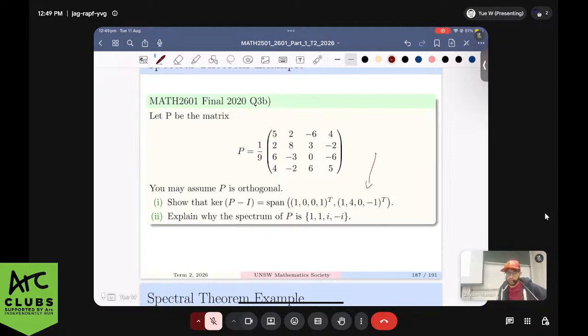Okay, so they've shown that the kernel of P minus I is what is this? This shows that 1 is an eigenvalue, right? Okay, so 1 is an eigenvalue. And it also has geometric multiplicity 2. Notice how the kernel of P minus I has dimension 2. So the algebraic multiplicity cannot be less than it. It has to at least be 2. So we must have 1, 1, and then 2 other eigenvalues.